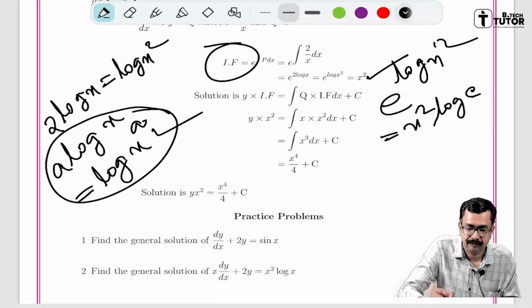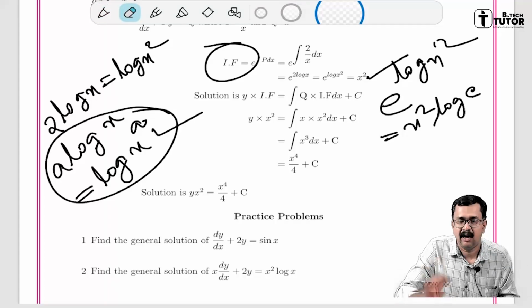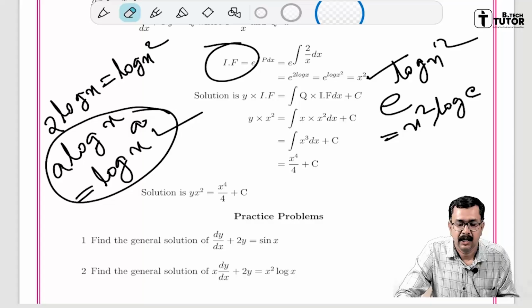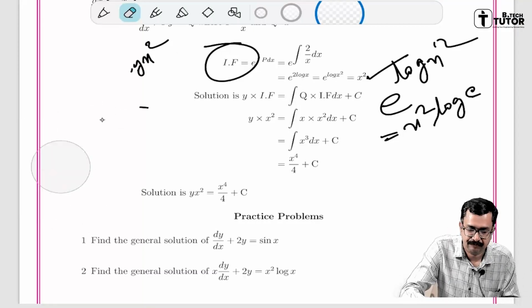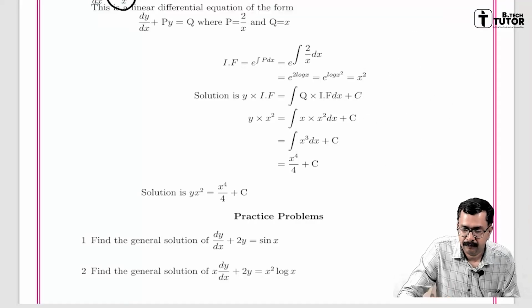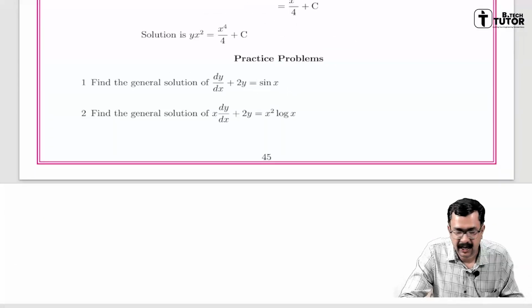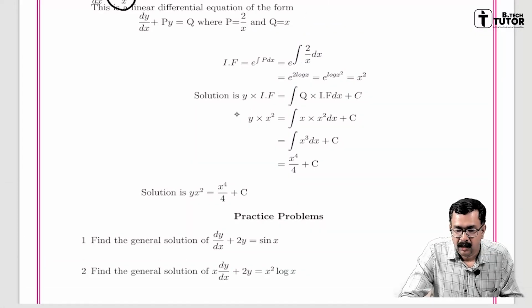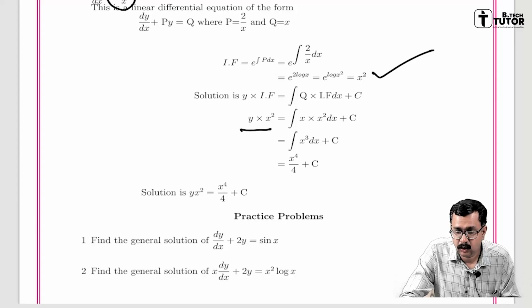Okay, now listen. Now we can move to the next section. Remember that these results are very important. a log x equals log x raised to a, that is e raised to log x square equals x square log e. Now we get the IF. Solution is y into IF, y into integrating factor. Here the integrating factor is x square. y into x square equals integral of q into IF dx plus c.